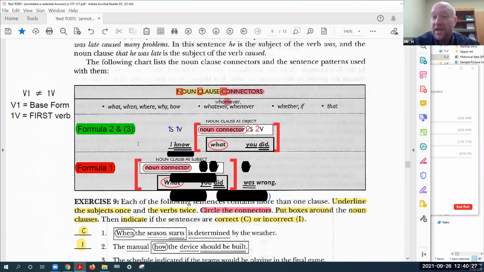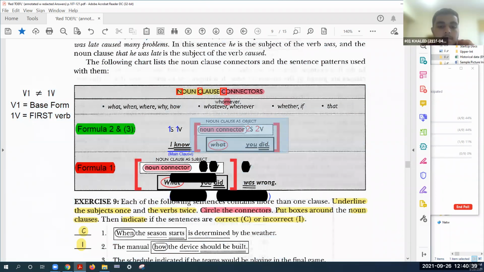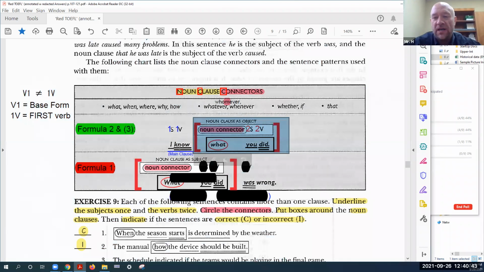The first, the main clause. So here is the noun clause. Okay. You understand? It's a noun clause. Right? Why is it a noun clause? It follows. What does it follow? It follows the verb. A verb.